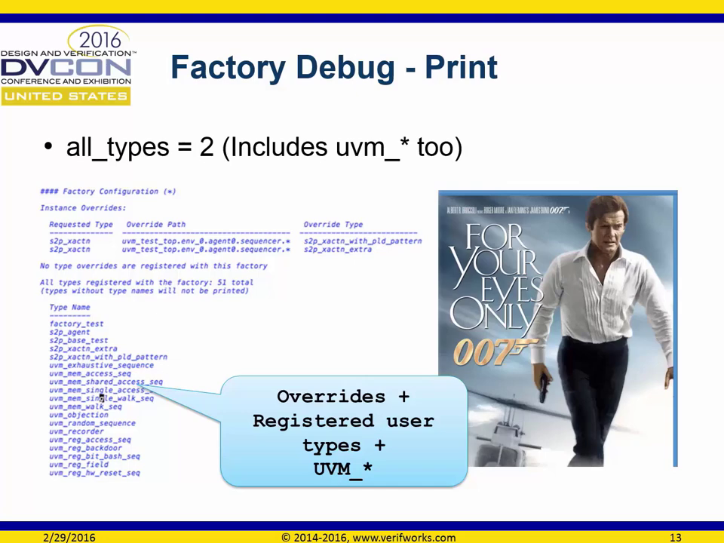There's a third argument, and this can be useful only in some situations: when you set all types equal to 2, which is not the default, since all types equal to 1 is, you will get a listing of all the UVM classes as well.